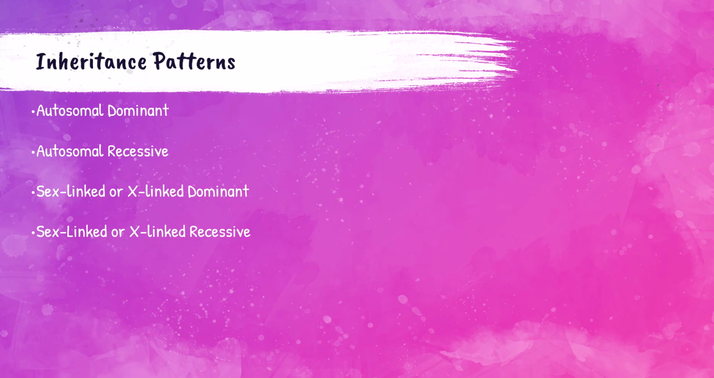Let's talk briefly about inheritance patterns: autosomal dominant, autosomal recessive, sex-linked or X-linked dominant, and sex-linked or X-linked recessive. So think back to the beginning of this presentation when I said autosome. Remember, these are chromosomes that are not sex chromosomes.